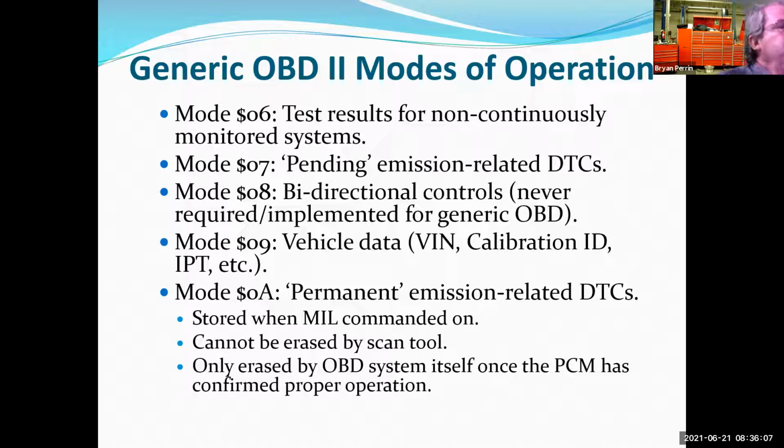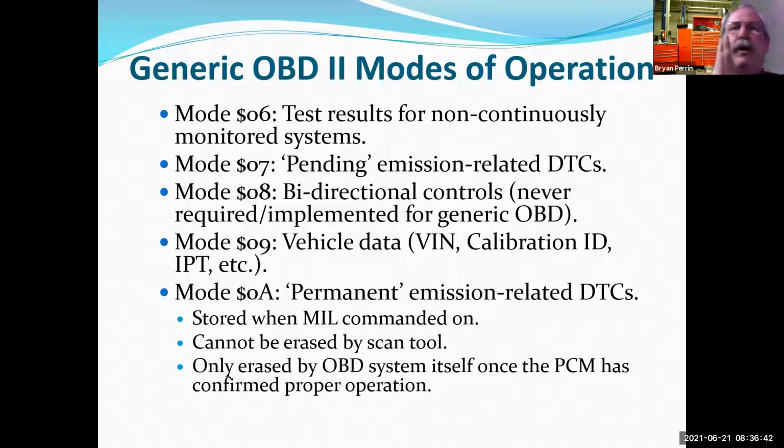Mode 7 is where we put our pending codes. Also can be described as tests that failed their last trip. In other words, the last time we tested this circuit, or this system, it failed. Codes in mode 7 will not turn the check engine light on. So these are pending codes. We've found a problem, but we're not sure if it's a consistent problem or an anomaly.